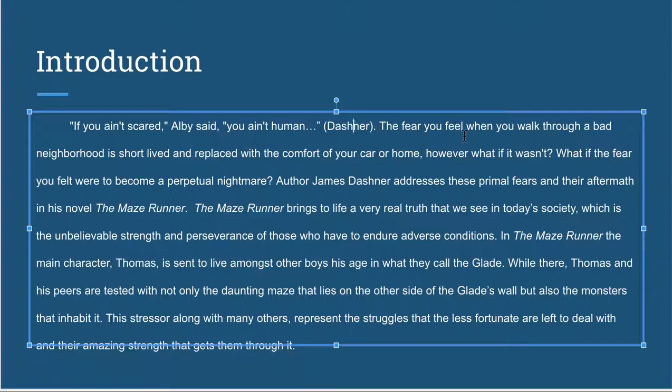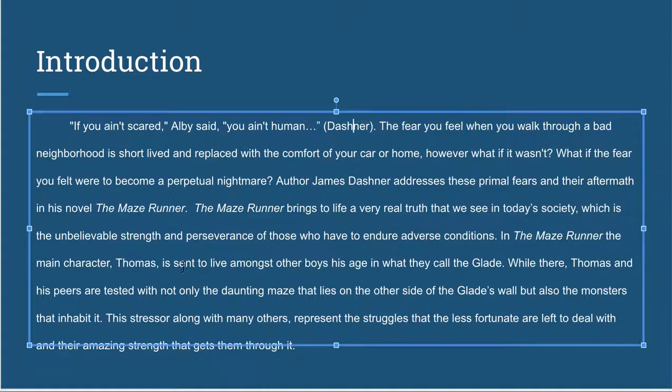The fear you feel when you walk through a bad neighborhood is short-lived and replaced with the comfort of your car or home. However, what if it isn't or wasn't? What if the fear you felt were to become a perpetual nightmare? Author James Dashner addresses these primal fears and their aftermath in his novel, The Maze Runner. The Maze Runner brings to life a very real truth that we see in today's society, which is the unbelievable strength and perseverance of those who have to endure adverse conditions.